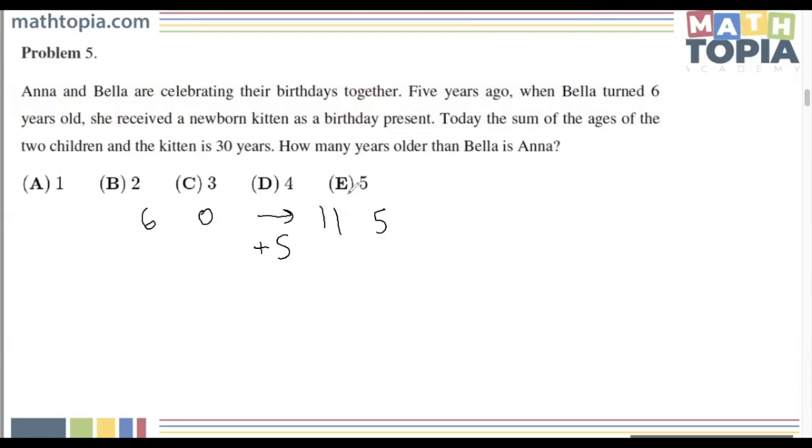So the current age of Anna, we can represent with A. And if we add these up, 16 plus A is 30. So A is going to be 14. So the question's asking, how many years older than Bella is Anna? Well, Anna's 14, Bella's 11. So she's 3 years older.